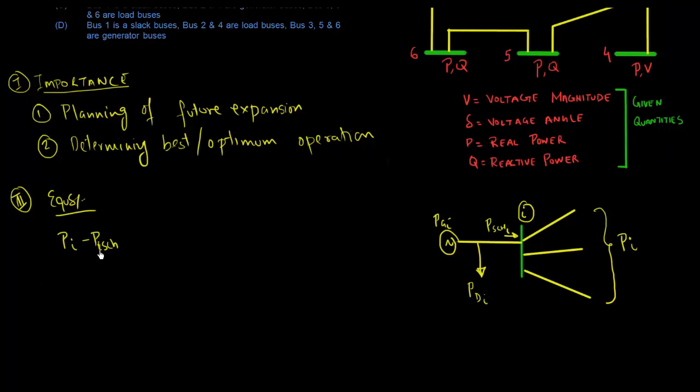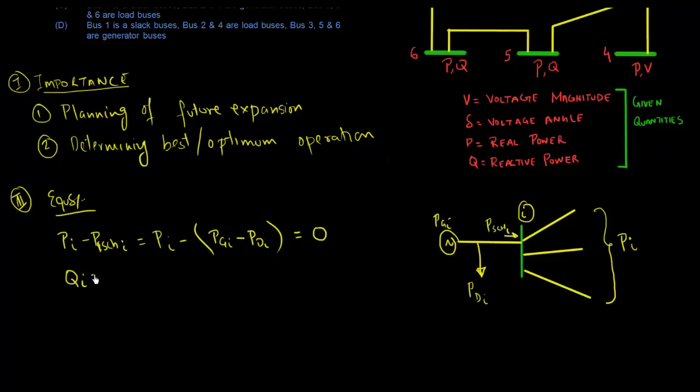So P scheduled on I is equal to P of I minus, now P schedule I is nothing but the generated power on that bus minus the load that's there, and that should equal 0. That's what you would imagine here, right? Whatever power you're supplying into this bus is what's going out to the n different buses this is connected to in an n bus interconnected system.